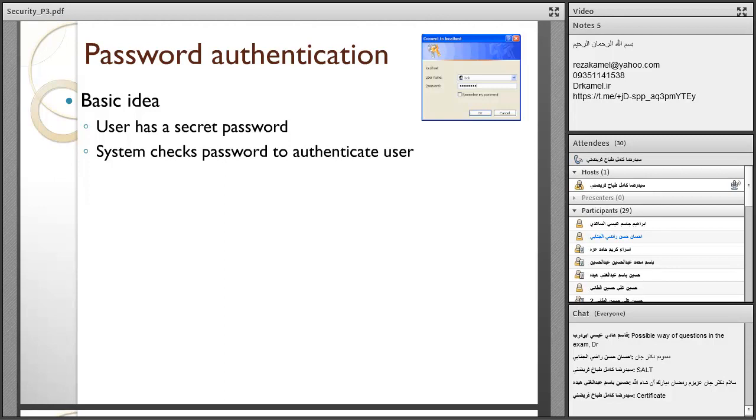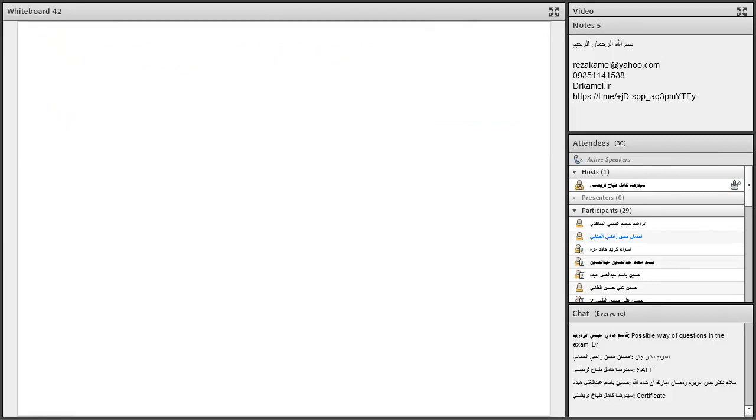The basic idea was to use something that you know for authentication. It's better that I go to the board so I can explain it, and also add some Arabic to it. For authentication, or in Arabic we say esalat.